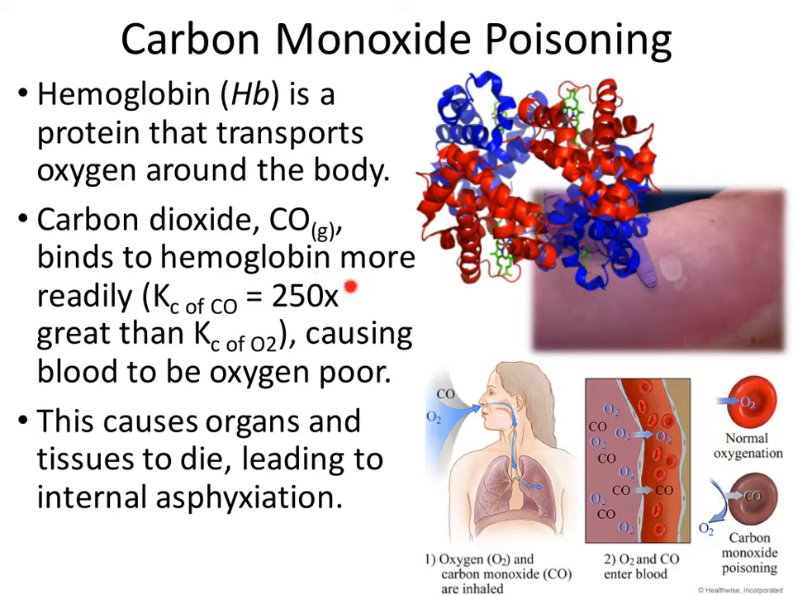Now again, because we have a high Kc, it means that once it's bound onto this oxygen, it's not going to be displaced. It's going to stay on there, and effectively that red blood cell is no good anymore. Oxygen, when it goes into your tissues, actually has a lower Kc, and therefore it displaces off and goes into your tissues. But once this bonds on, you're pretty much done.